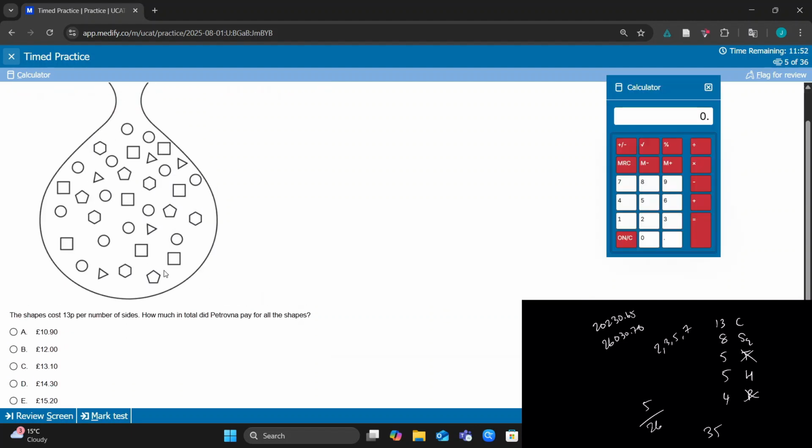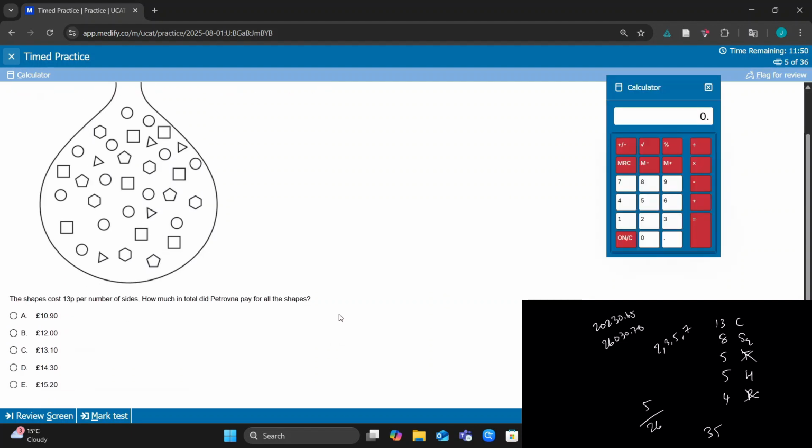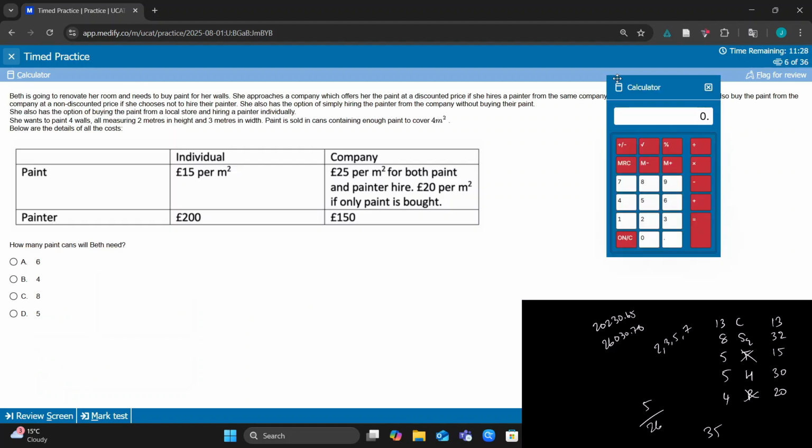Shapes cost 13p per number of sides. How much total do they pay for all the sides? So 13 circles is 13, 8 squares is 32, 5 triangles is 15, 5 hexagons is 30, 4 pentagons is 20. Okay, so 13 plus 32 is 45, plus 15 is 60, 60 plus 50 is 110, 110 times 0.13 is 14.3. How many paint cans will Beth need?